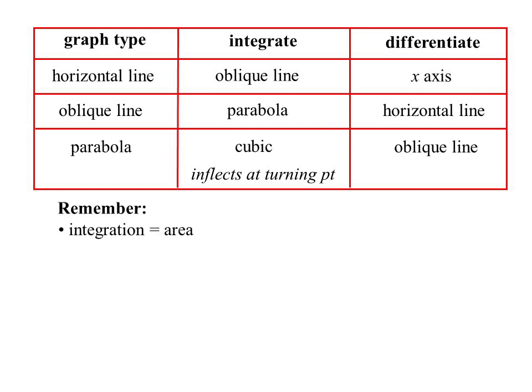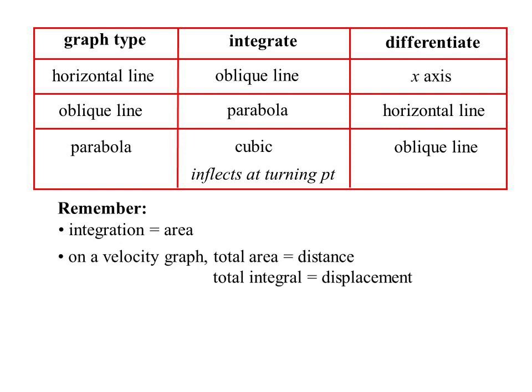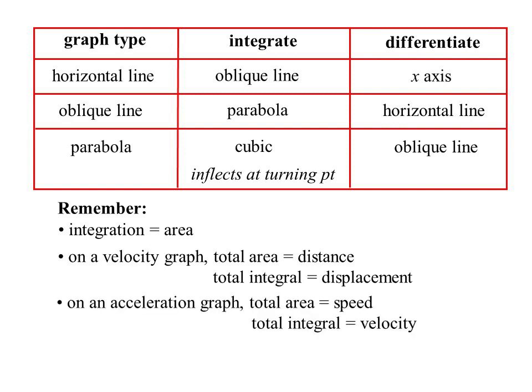So alright, things to keep in mind when we're trying to create these graphs. Integration, remember, is area. On our velocity graph, what we said was the total area will give us the distance, as opposed to the total integral will give us the displacement. So, to work out distance, we've got to calculate the area. Displacement, we work out the integral. And similarly with the acceleration graph, total area will give us speed, whereas the integral will give us velocity.